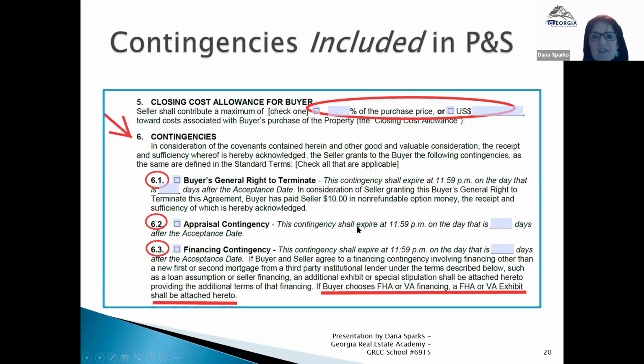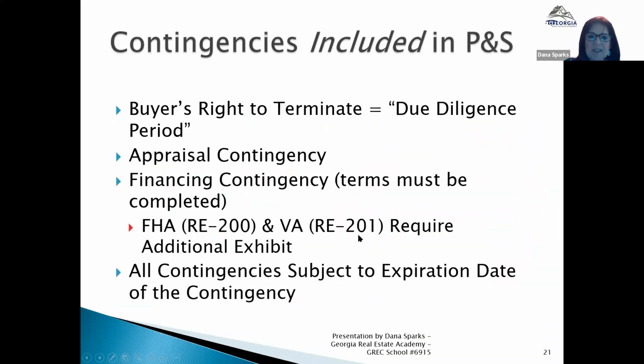Appraisal contingency. This contingency shall expire at 11:59 p.m. on the day that is blank number of days after the acceptance date. Well, what happens if it doesn't appraise for sale price? Financing contingency. This contingency shall expire at 11:59 p.m. on the day that is blank days after acceptance date.